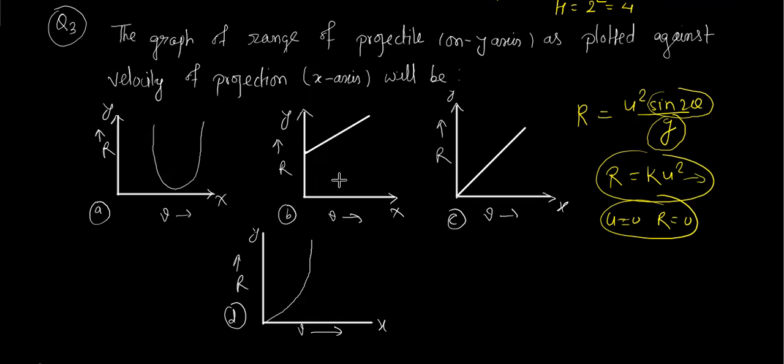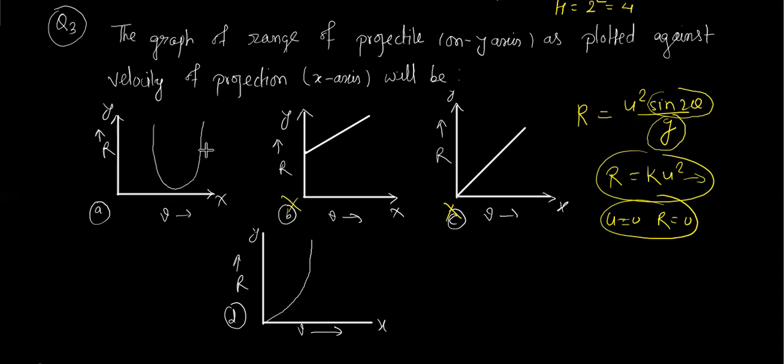So our probable option might be A or D, because these are straight lines, so these two can be easily ruled out. So A and D might be the two correct options, either A or D, for this question.